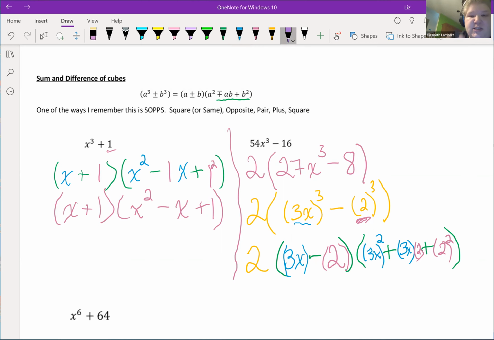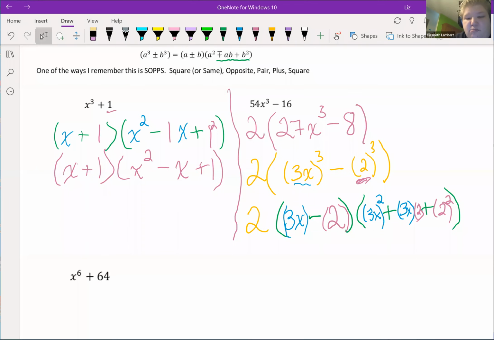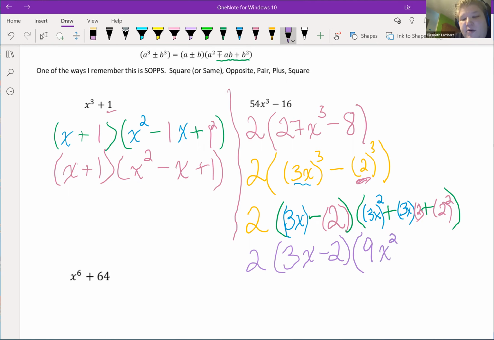All right, and now we are just going to clean this up because that is a mess. So 2 times. The parentheses in the first one weren't necessary, but better safe than sorry. We're going to go with sorry, not pregnant. Sorry. 3x squared, 3x times 3x would be 9x squared, plus 3 times 2 is 6x, and 2 squared is 4.